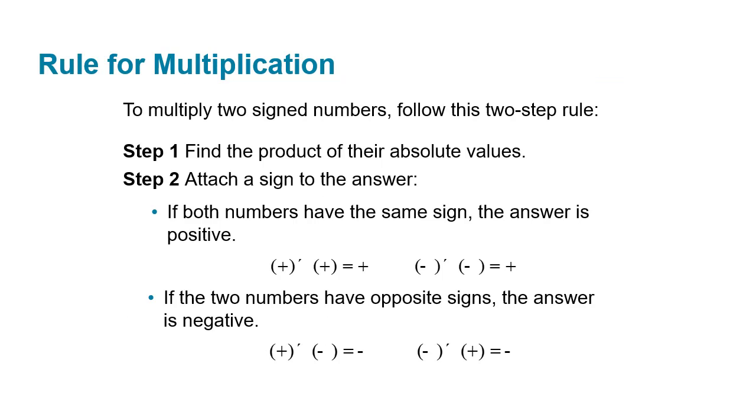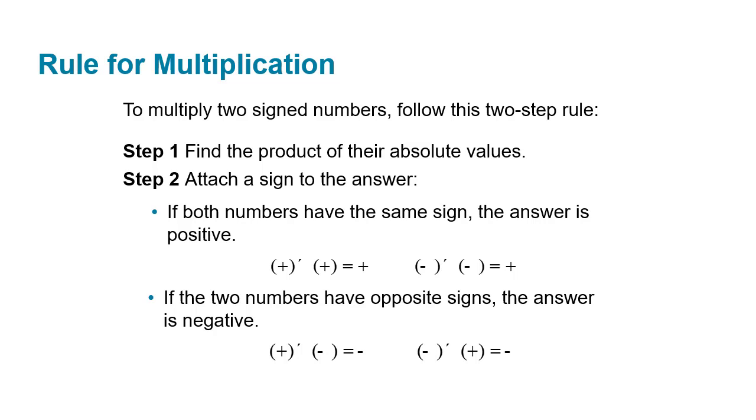So to multiply two signed numbers, there's a really basic thing. Find the product of their absolute values, and then you can attach a sign to the answer. So basically, whenever you're multiplying positives and negatives, just think about multiplying the two numbers as if they were positive. And then at the end, just ask yourself, okay, does the answer have to be positive or negative?